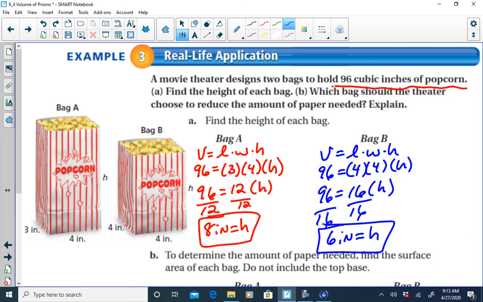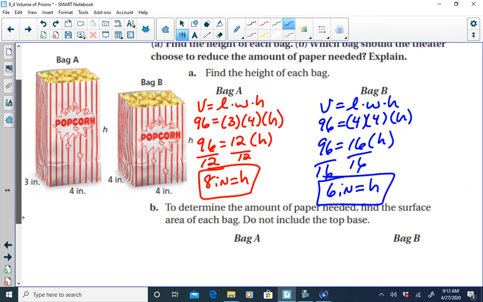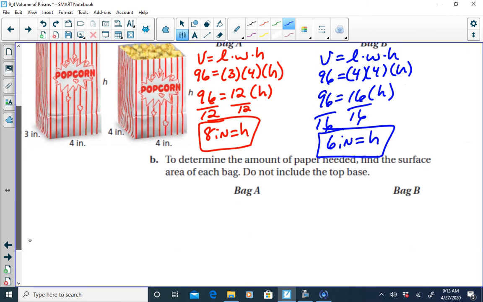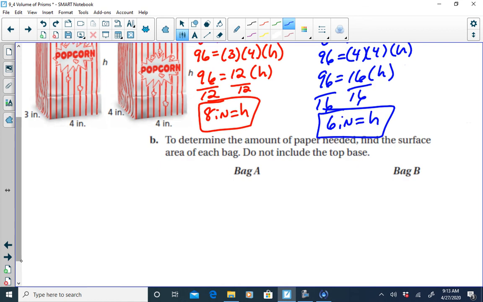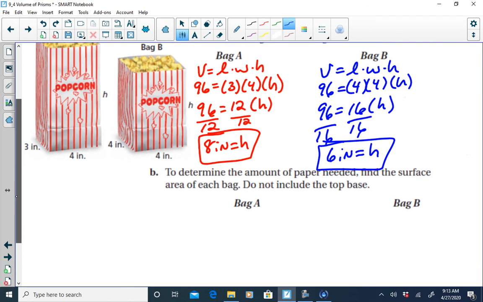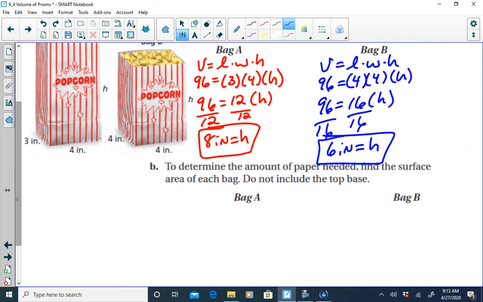Question B asks, which bag should the theater choose to reduce the amount of paper needed? Well, to figure that out, we have to find the surface area of each bag. Because if we're looking for how much paper each bag is going to need, we need the surface area. So let's call this bag 1, let's call this bag 2. So surface area 1, we'll make that a little 1.